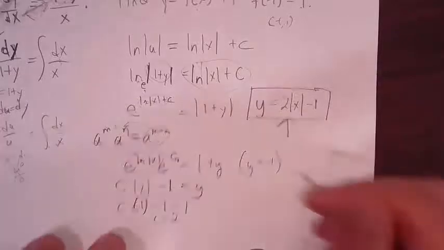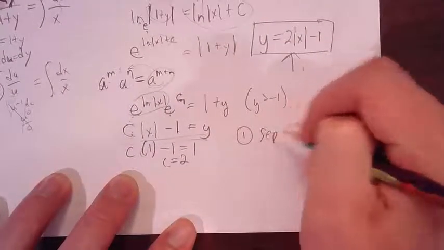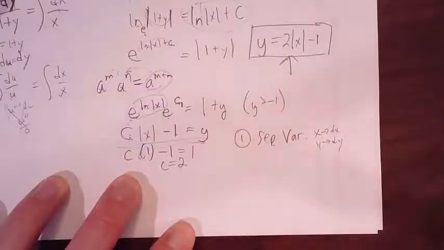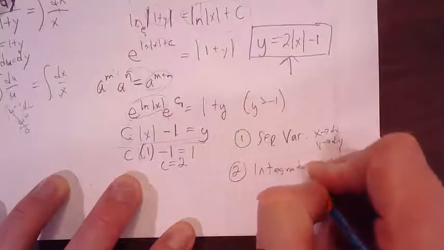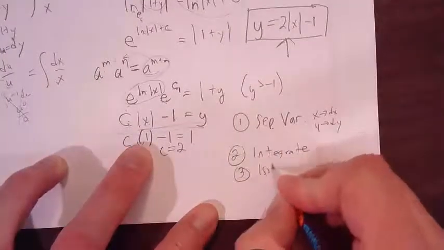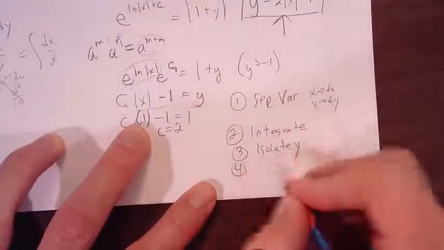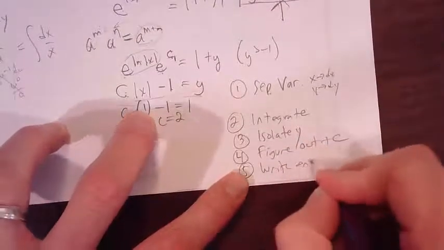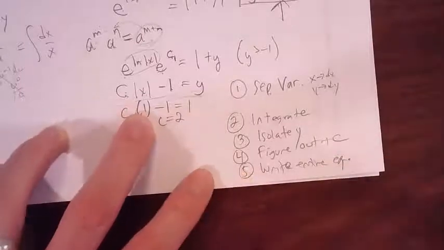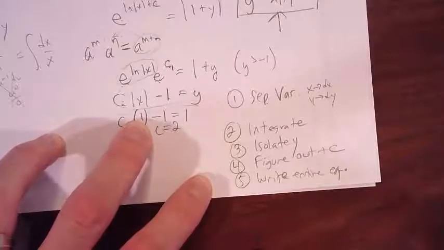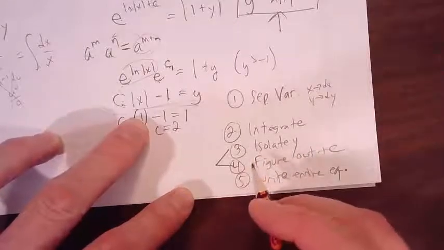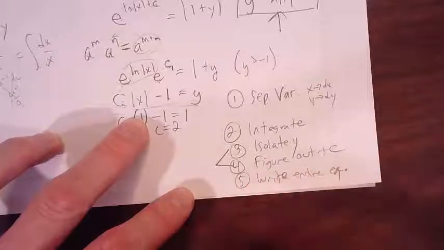So the steps there, just to review: you needed to separate the variables. Get your x with dx and your y with dy. You needed to integrate. We needed to do some algebra to isolate the y. We needed to figure out the plus c value. And then finally, we needed to write the entire equation. The only non-negotiable in these steps, I would say, is that sometimes you can swap the order for 3 and 4. Sometimes it might be easier to figure out what c is, get an actual tangible number in there, and then isolate the y. But otherwise, these are all steps you need to do pretty much in that order.